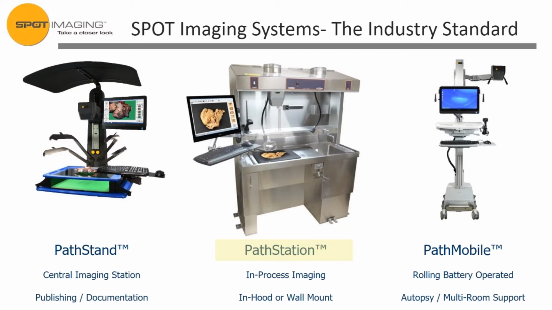We can also do it on wall mounts if they have a downdraft system. Finally, PathMobile is a full floor stand rolling system. It's battery operated, generally used for autopsy, or if there's multi-room gross imaging that needs to be done, it can be rolled from one room to the next.